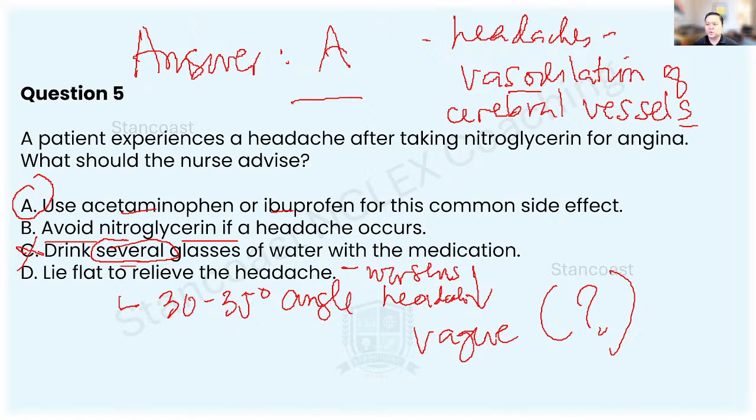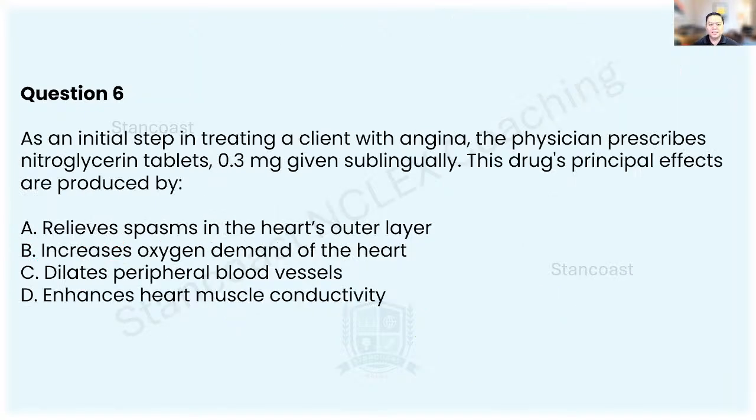All right, let's move forward to the next test question here. Question number 6. An initial step in treating a client with angina. The physician prescribes nitroglycerin tablets, 0.3 milligrams given sublingually. This drug's principal effects are produced by A, relieves spasms in the heart's outer layer. B, increases oxygen demand of the heart. C, dilates peripheral blood vessels. D, enhances heart muscle conductivity.